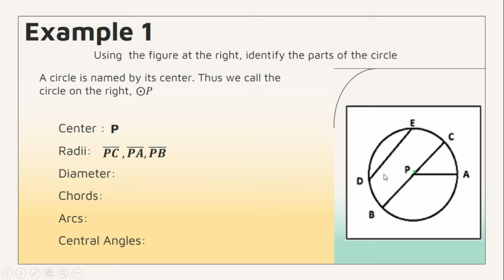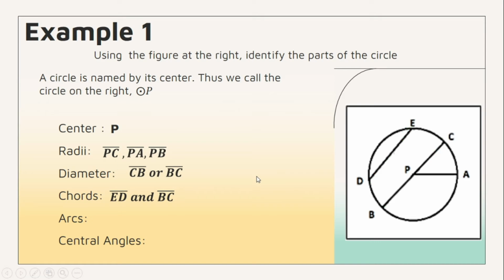Okay? And the next is diameter. So we have one diameter which is CB or BC. Line segment CB or BC. This is a line segment that passes through our center or dumaan sa ating center P, and this is a chord kasi ang endpoint niya ay nasa circle itself. Okay? And then we have two chords. We have ED or DE, line segment ED, and then line segment BC. Okay? Those are the chords.